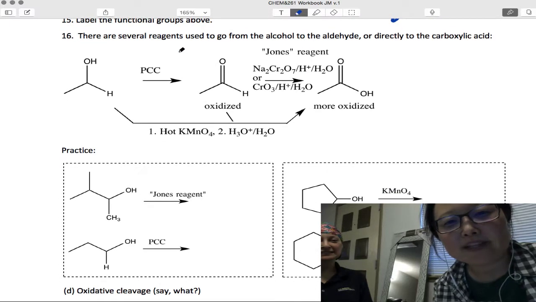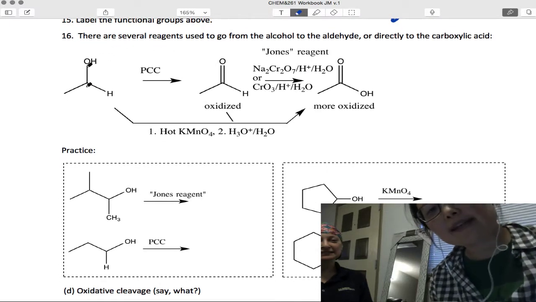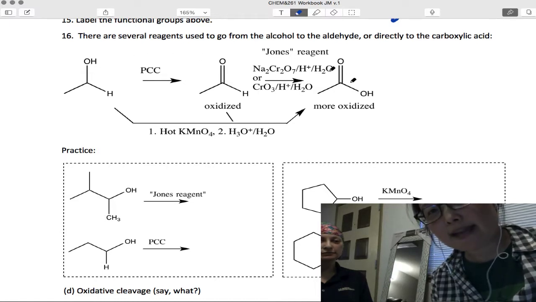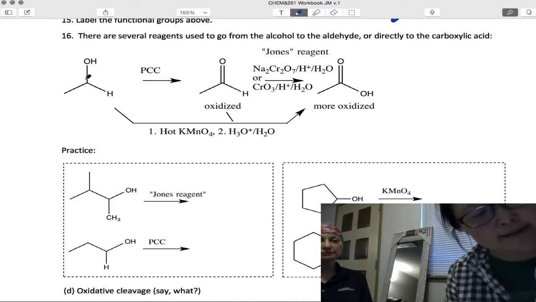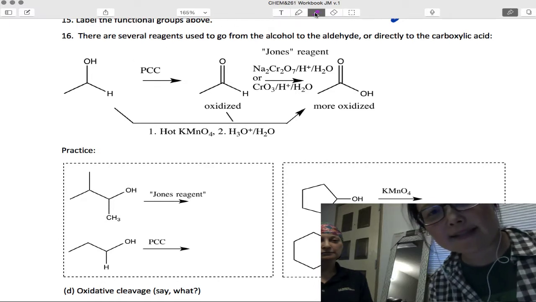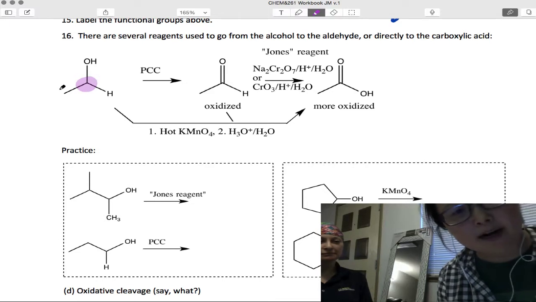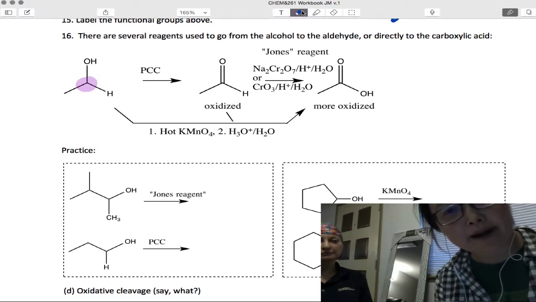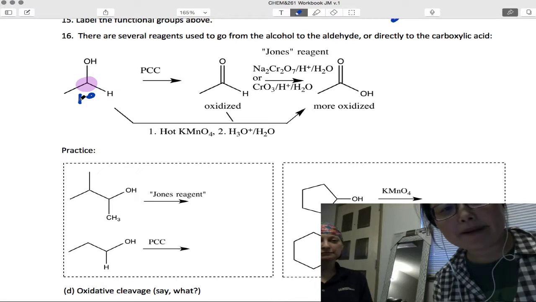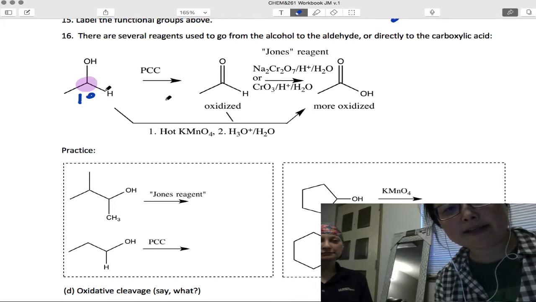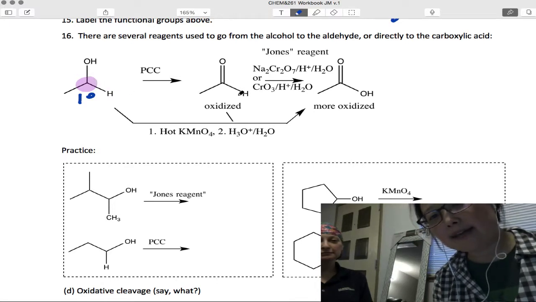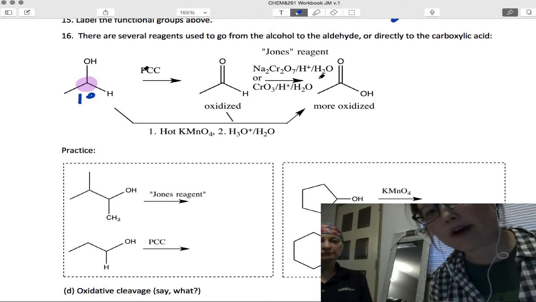So the reactions I'd like you to know are that alcohols get oxidized to aldehydes and carboxylic acids if they're primary alcohols. And what I mean by that is an OH group attached to a carbon which has one carbon attached. That makes this a primary alcohol. So with a primary alcohol, you have the CH bond that's in the aldehyde, but it can be oxidized to a carboxylic acid. So you have options there to go all the way or just partially.